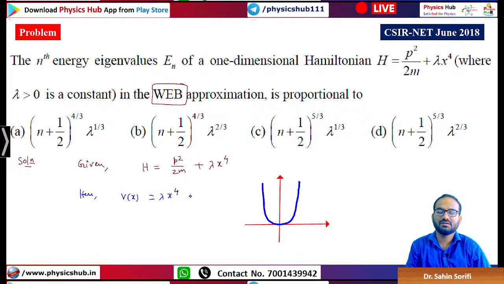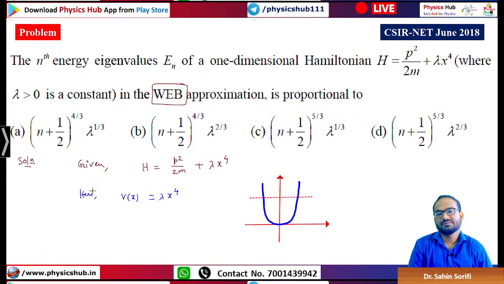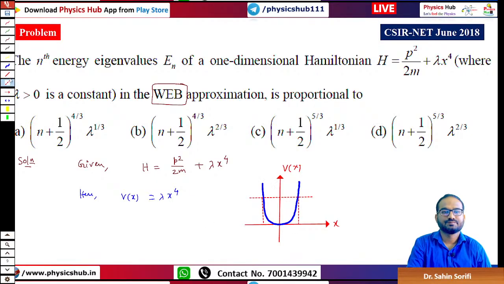Look, you can easily imagine, half k x square is the harmonic oscillator potential, you get a parabola like this. Now, as the power of x increases, x cube will be an odd function, it will also extend like this, but for even functions it will get flatter and flatter. So from this we can also consider like this. This is V of x, this is x. So obviously these 2 points will give you the turning points, this and this.